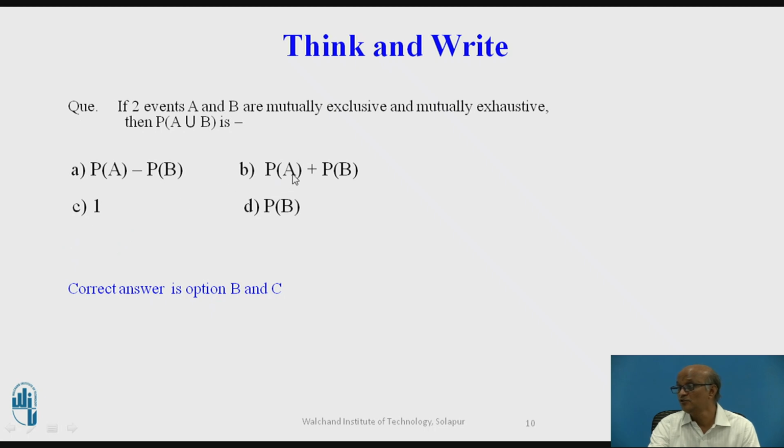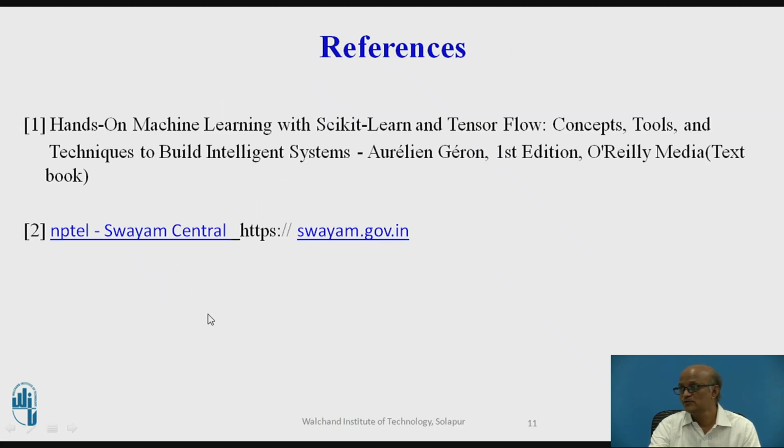The addition of probability of A plus the probability of B, and 1. So these are the different references, and I hope you have understood.